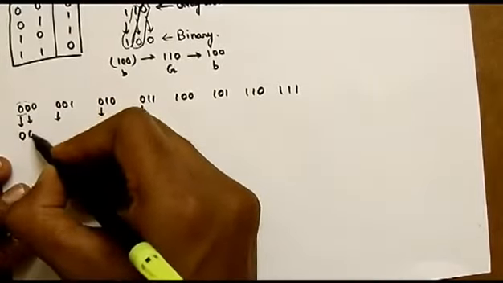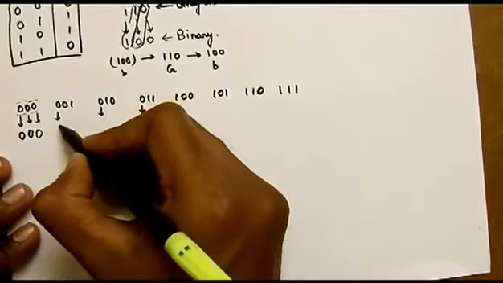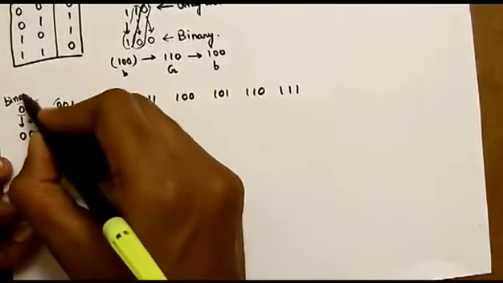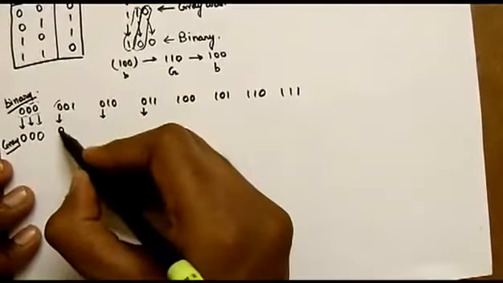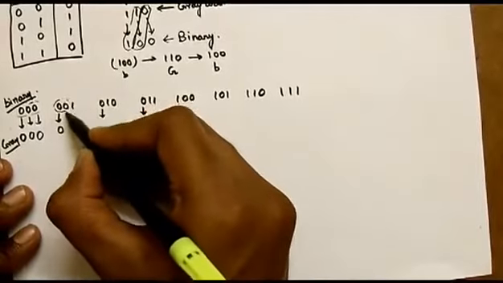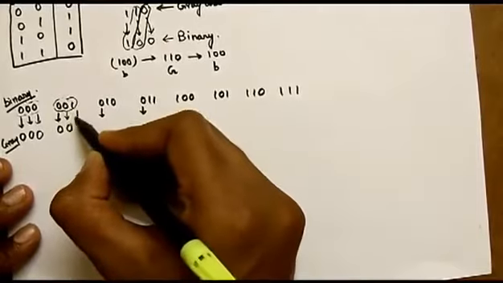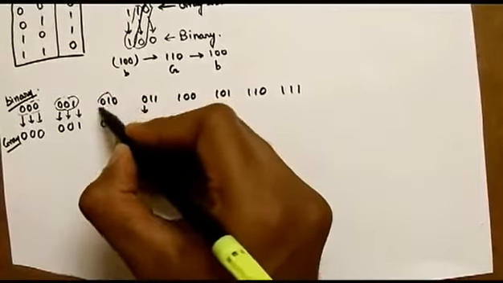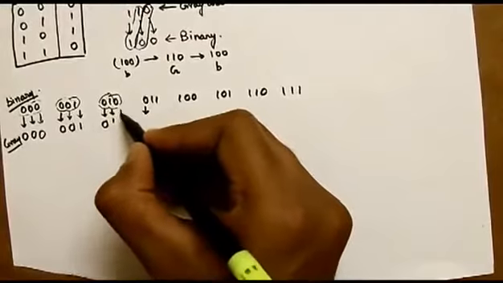0 and 0 XOR, it is 0. 0 and 0 XOR, it is again 0. The same thing, MSB is always the same. I'll write it for your clarity. We are doing binary to gray. 0, we will take MSB directly. 0 and 0 XOR, it is again 0. 0 and 1 XOR, it is 1. MSB is always the same. 0 and 1 XOR, it is 1. 1 and 0 XOR, it is 1.